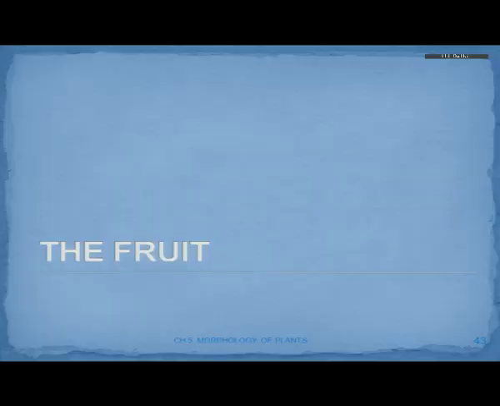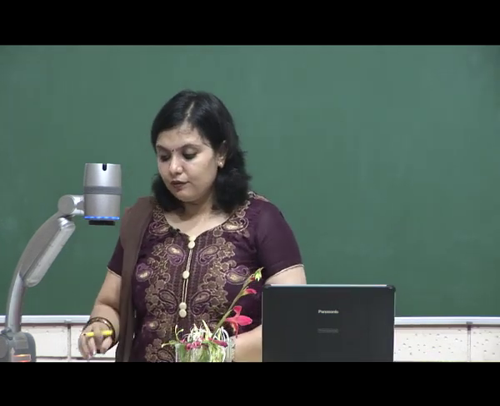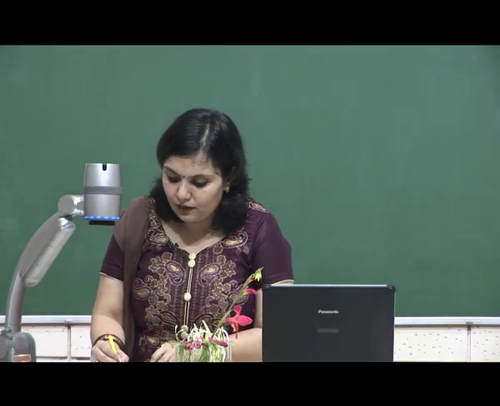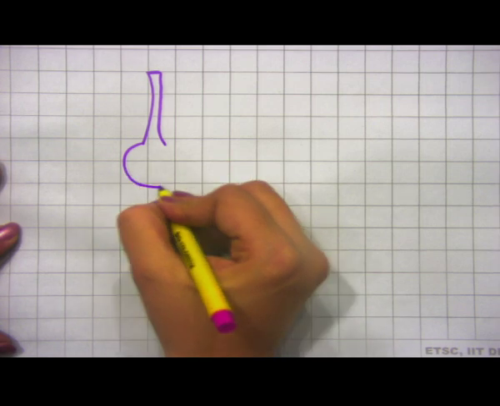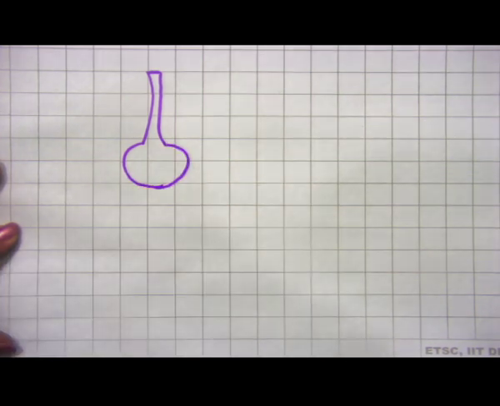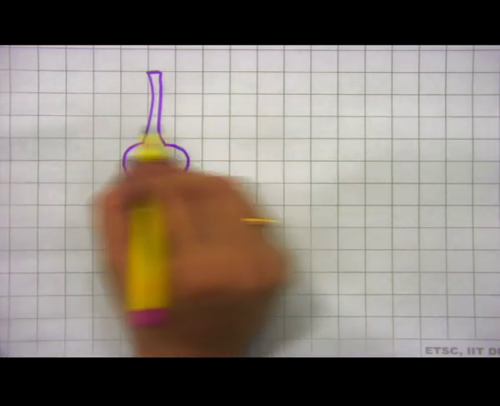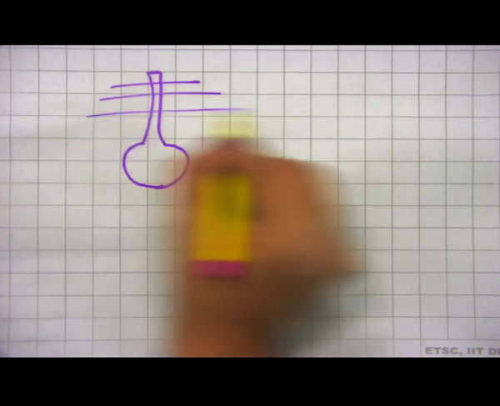Let us move on. The next topic that we have to cover is the fruit. Now, when the fertilization takes place, the ovary develops into the fruit. Sometimes ovary develops into the fruit even without fertilization. Such fruits do not bear seeds and they are called parthenocarpic fruits, but we are talking about the fruits that bear seed. So, if this was the carpel with the style, stigma and a swollen ovary, what will happen when the fertilization has taken place? These parts will wither away.